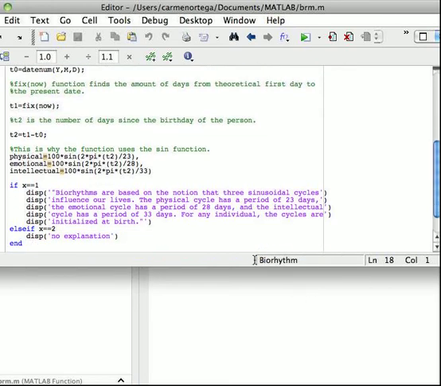Here you see if the person puts 1 for yes for X, a paragraph is displayed which explains what biorhythms are based on and how they influence lives, how long the period of each cycle is, and when it begins, which is at birth. If the person puts X equals 2, which is no, then the display is no explanation. Here's the equation in action.